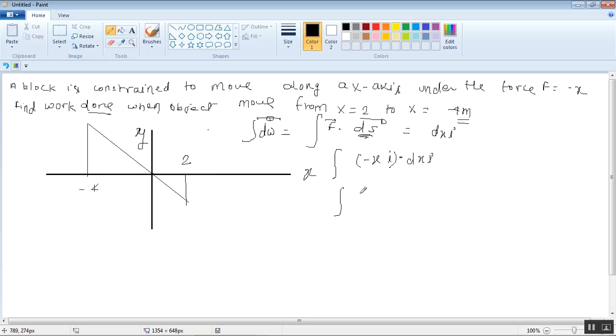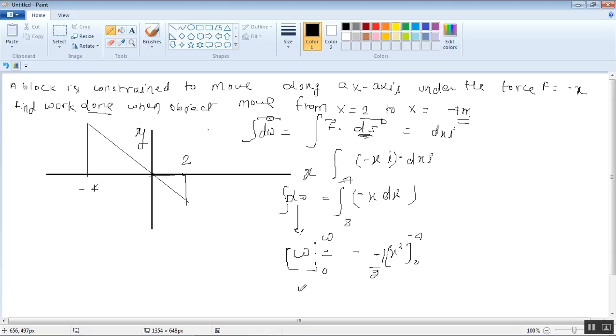So here it becomes minus x dx, i dot i. What is the limit? Displacement takes place from x is equal to 2 to x is equal to minus 4. When there is no displacement, work done will be 0. So 0 to W becomes minus x square by 2, from 2 to minus 4.